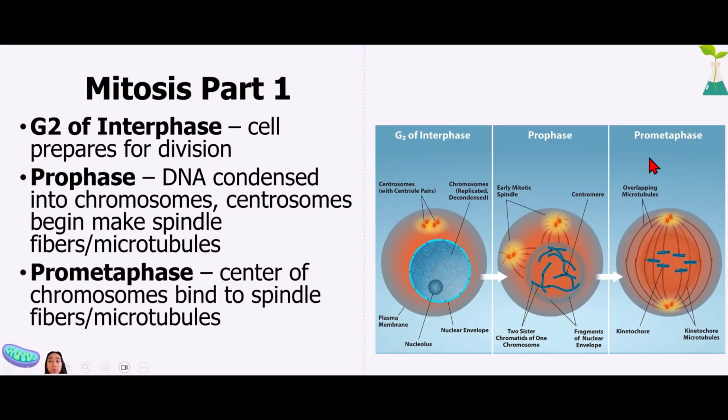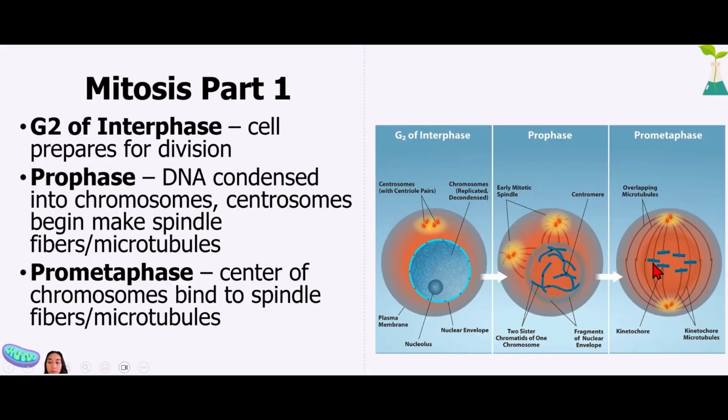Okay, then we move into prometaphase. In prometaphase, the chromosomes are going to bind to those spindle fibers. So these spindle fibers are being produced by the centrosomes. They're basically really long microtubules. And here you can see that the chromosomes are actually binding to the microtubules, or vice versa. So the microtubules are grabbing onto the chromosomes, and they're going to grab onto the chromosomes in the center.